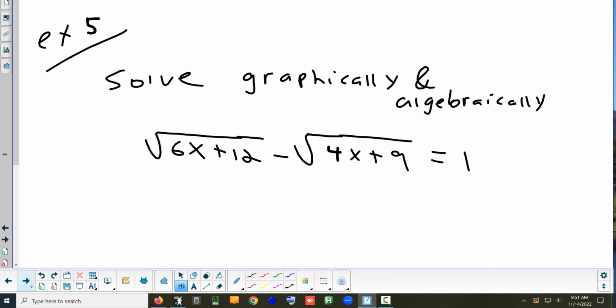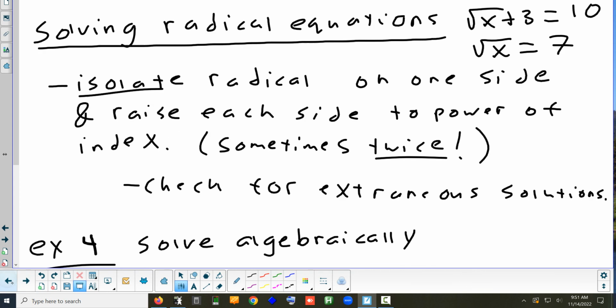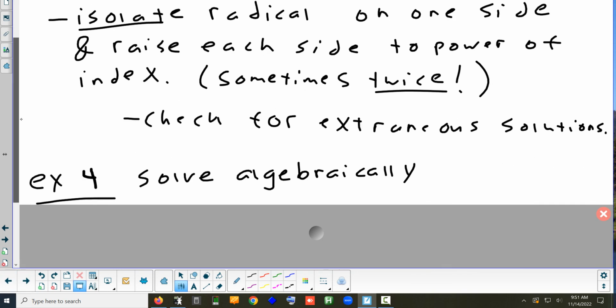And again, big thing here is check your answer. You have to check it. If you don't check it, you might end up getting partial credit.